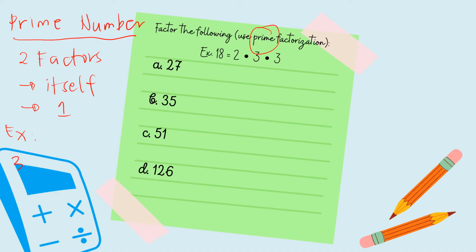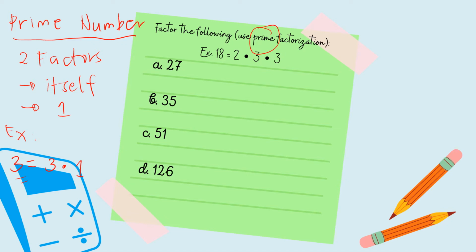So, for example of prime numbers. For example, 3. Ano ba ang factors ng 3? Sige nga, think of two numbers that when you multiply, it will give you 3. So, that is 3 and 1. So, 3 times 1, that is equals to 3. Kaya, 3 is a prime number. Kasi, wala nang ibang dalawang number na kapag minultiply mo, bibigyan ka ng 3. Yung 3 lang at yung 1. So, that means 3 is a prime number.